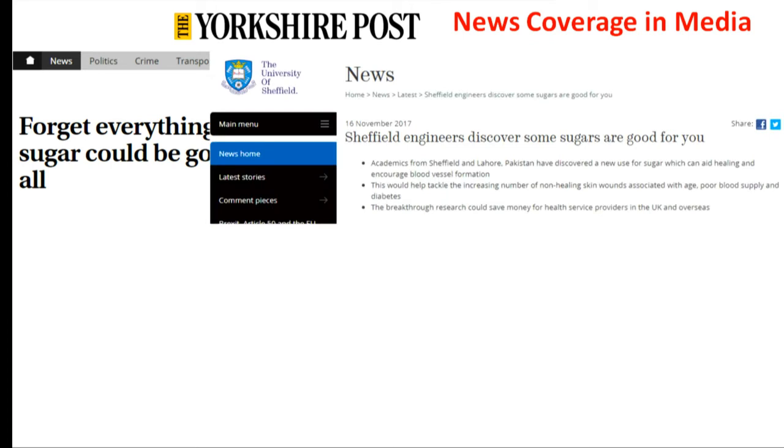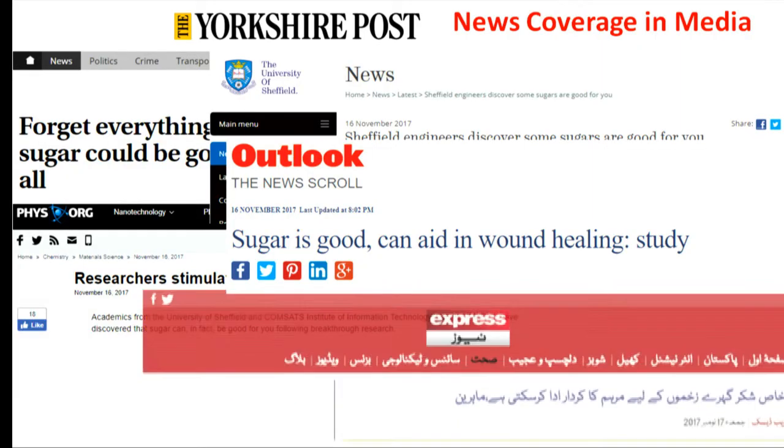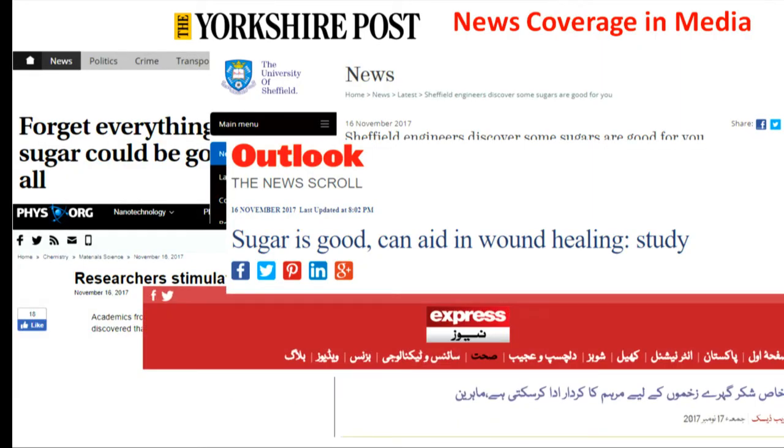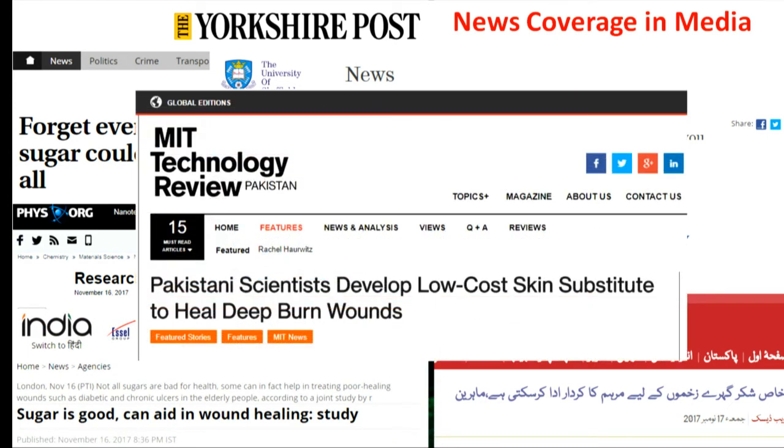Yorkshire Post, news at the University of Sheffield. For example, Sheffield's engineers discovered some sugars that are good for you. And that's another news: researchers stimulate blood vessel formation with sugar. But this sugar is 2-deoxy-D-ribose sugar, and it was even in Outlook and Pakistan Local Express newspaper, and from India as well, and MIT Technology Review. This was a really encouraging point where people started thinking that we have something which will help us to heal wounds which have not been healing for a very long time.